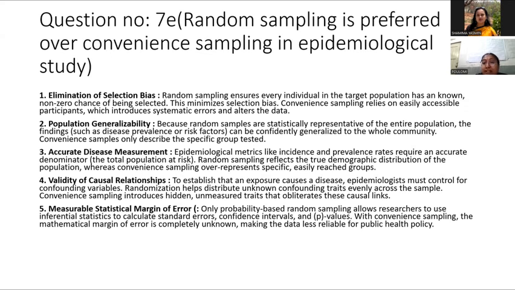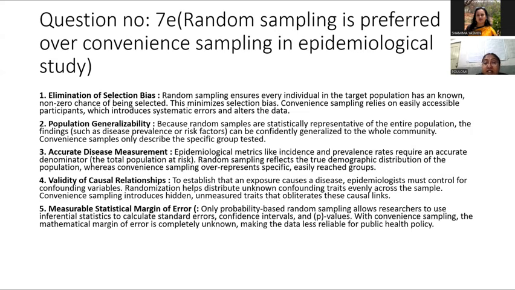Because random samples are statistically representative of the entire population, the findings can be confidently generalized to the whole community. Convenient samples only describe the specific group tested. Third point, accurate disease measurement. Epidemiological metrics like incidence and prevalence rates require an accurate denominator. Random sampling reflects the true demographic distribution of the population, whereas convenient sampling overrepresents specific, easily reached groups.